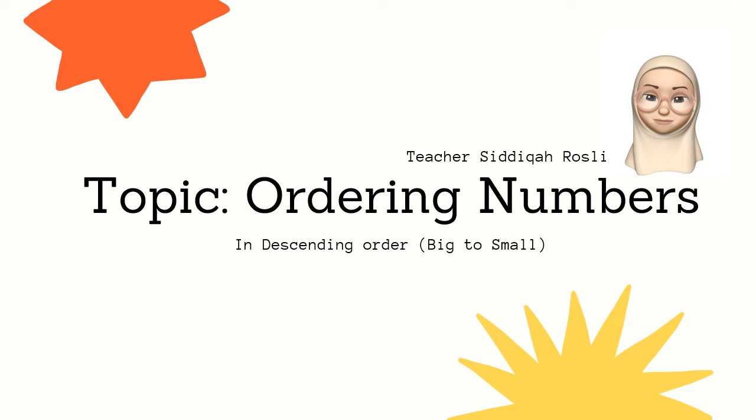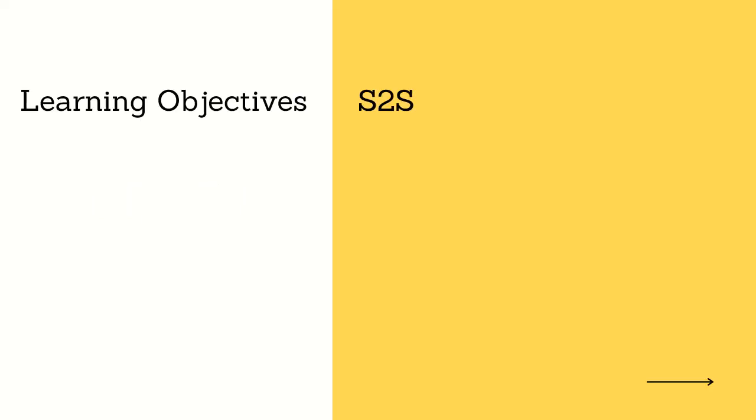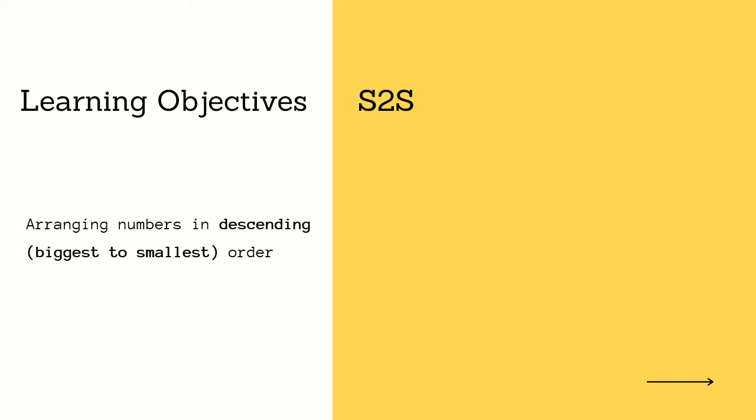Good morning, everyone. Today we're going to learn about ordering numbers, and this time in descending order, that is from big to small. So our learning objective for today is we are going to arrange numbers in descending order. Descending here means from biggest to smallest number.